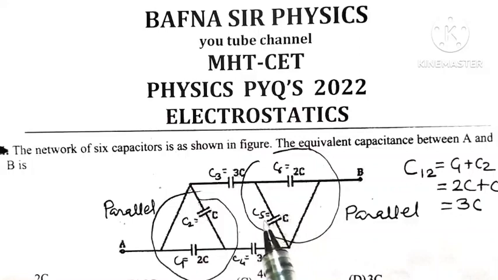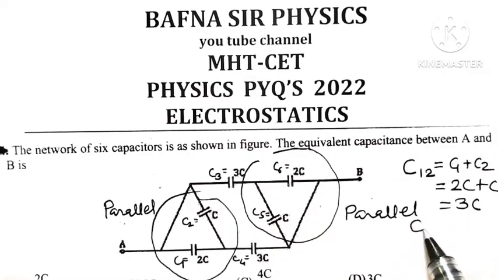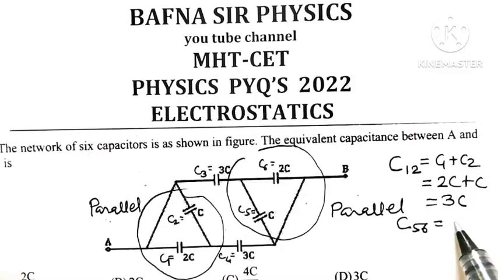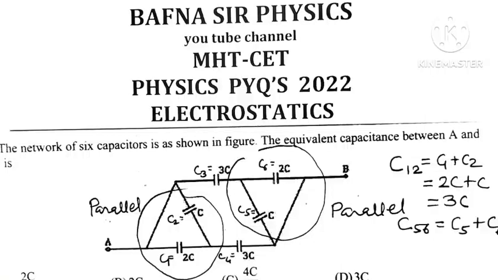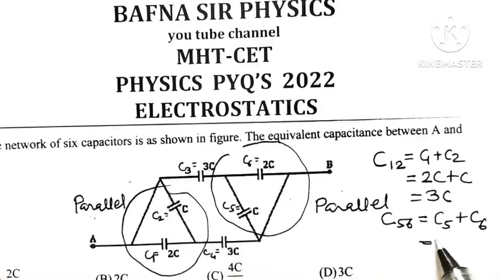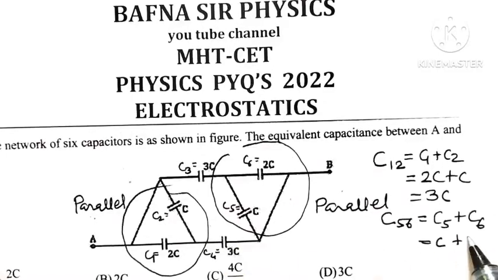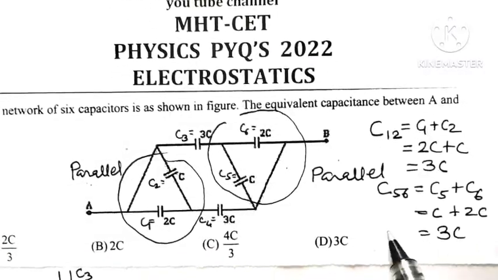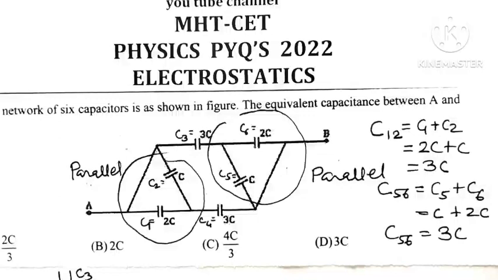Similarly, C5 and C6 are connected in parallel. So the effective capacitance of C5 and C6 is C5 plus C6, because when capacitors are connected in parallel, there will be an addition of capacitance. What is C5 here? Value of C5 is C and that of C6 is 2C. So it is equal to 3C. So see here, this pair is replaced by a single capacitor of value 3C.